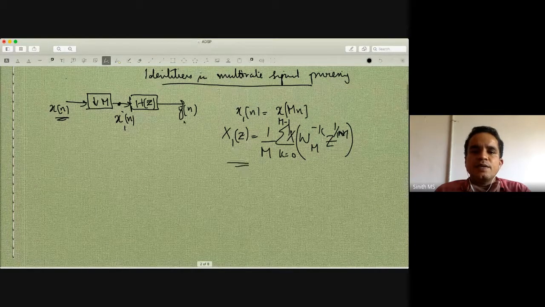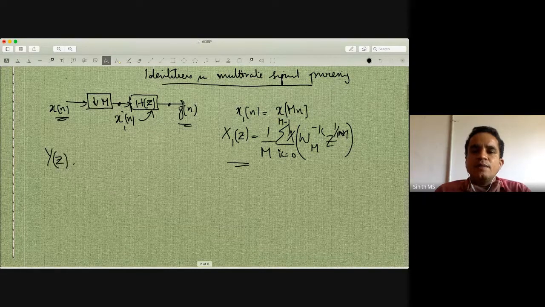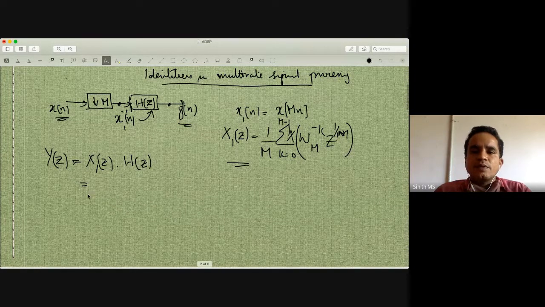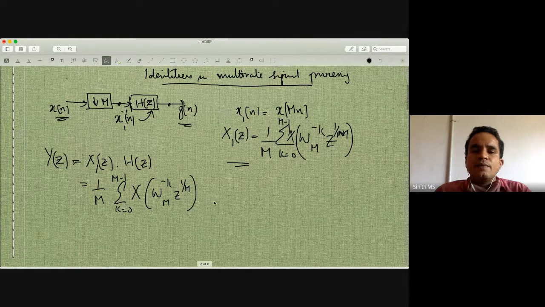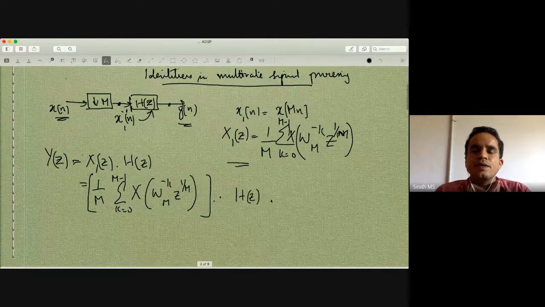So this will be X1(z), and once that is passed through H(z), whatever you get, which is y(n), or its transform Y(z), will be X1(z) multiplied by H(z). What is X1(z)? We already know it is 1 by m, sigma k equal to 0 to m minus 1, X of W_m raised to minus k z raised to 1 by m, multiplied by H(z).